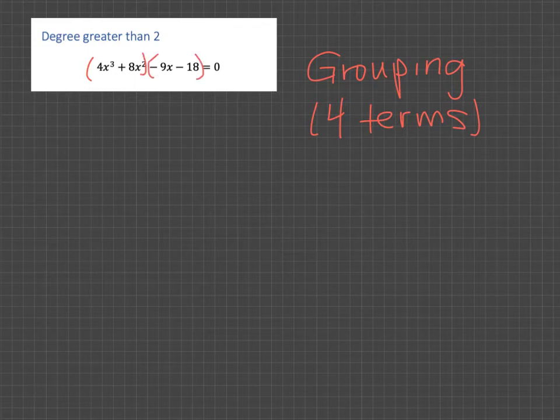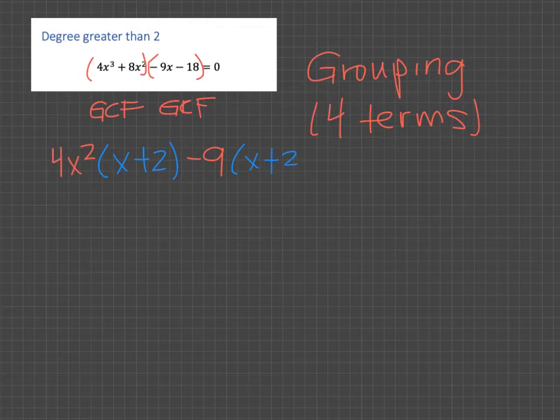We look at the groups separately. We determine greatest common factor from both of those, one at a time. So for the first group, we can factor out a 4x squared. And we are going to be left with, I'm going to put this in a different color, x plus 2. In the second group, we can factor out a negative 9. And we're left with x plus 2. And remember that this is equal to 0.